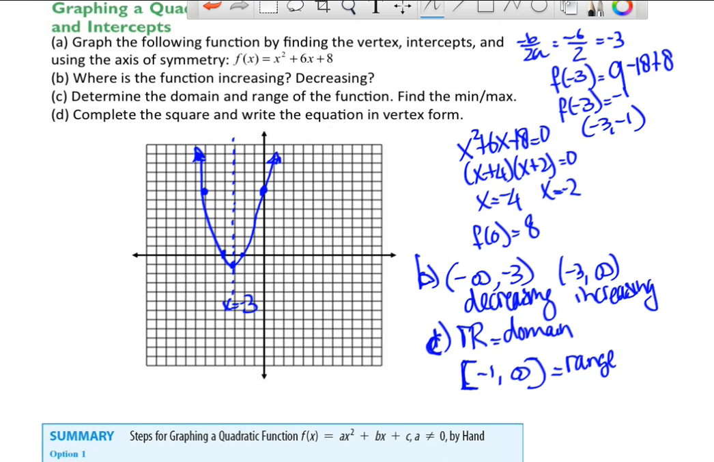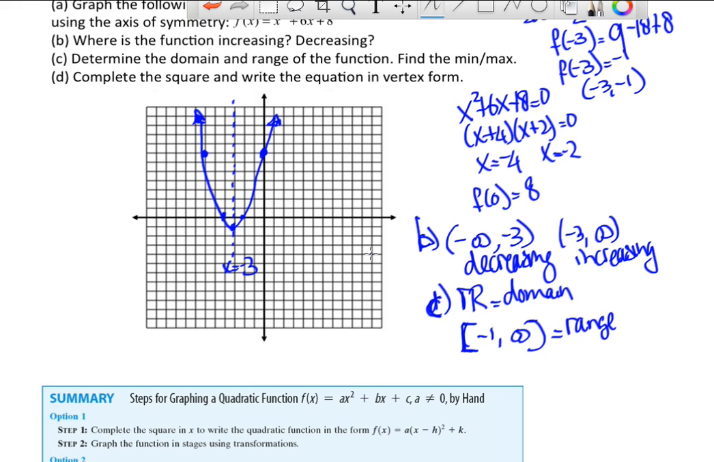And then the last question says, complete the square and write the equation in vertex form. So, x squared plus 6x plus 8 becomes x plus 3 squared plus 8. The 3, when you multiply this out, gives me an extra 9, so I need to subtract that. So in vertex form, I would get x plus 3 squared, 8 minus 9 is negative 1. Let's see, negative 3, negative 1 is my vertex. So yep, that looks like it worked.